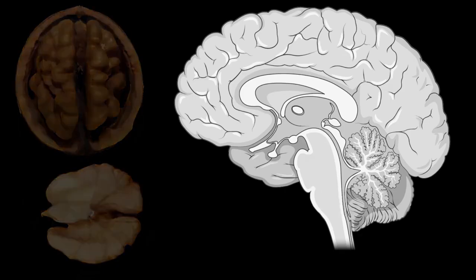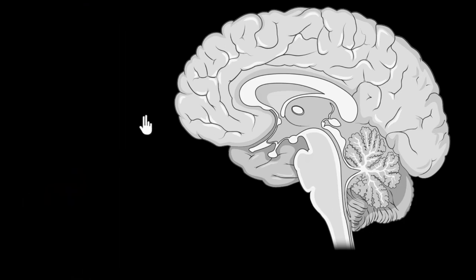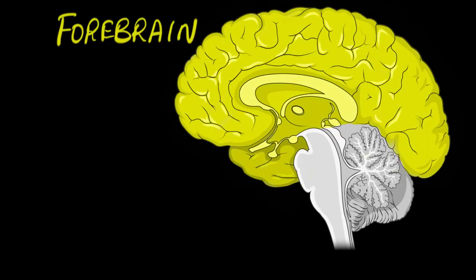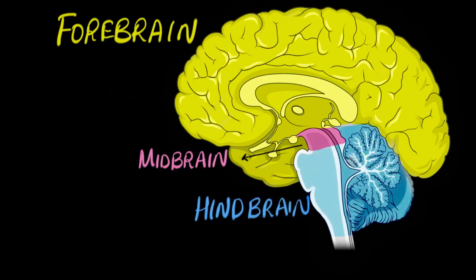So let's get rid of that and look at the different parts. We can broadly divide our brain into three parts. The forebrain, which is this big yellow section. The midbrain, which is this tiny pink section, and the hindbrain, or the lower brain, which is this blue section. Usually when we say humans have a big brain, we're basically talking about this forebrain section, okay? And then the midbrain is actually the beginning part of the brain stem.